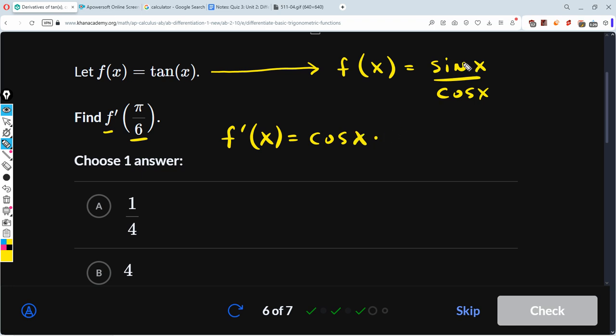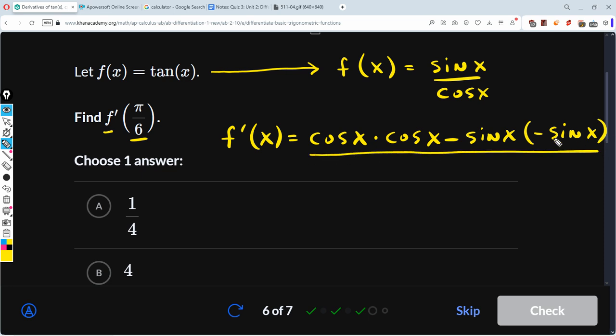times the derivative of the top, derivative of sine is cosine, minus the top, times the derivative of the bottom, derivative of cosine is negative sine, and that whole thing is divided by the bottom squared, so that's going to be cosine squared of x.